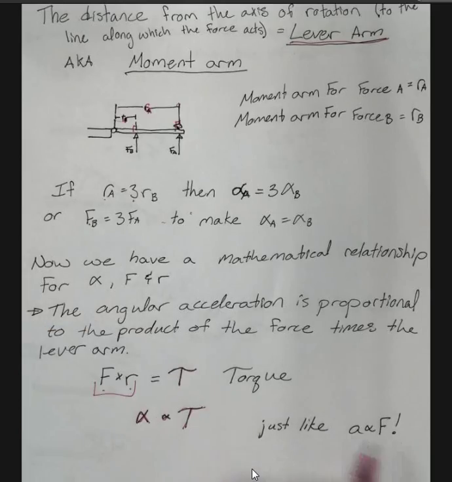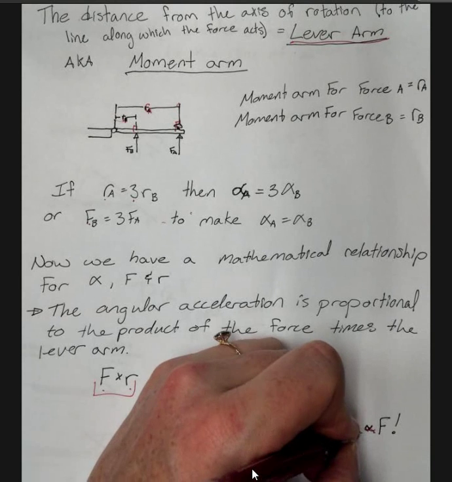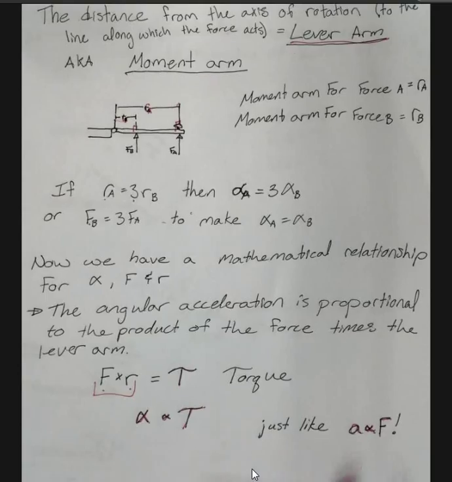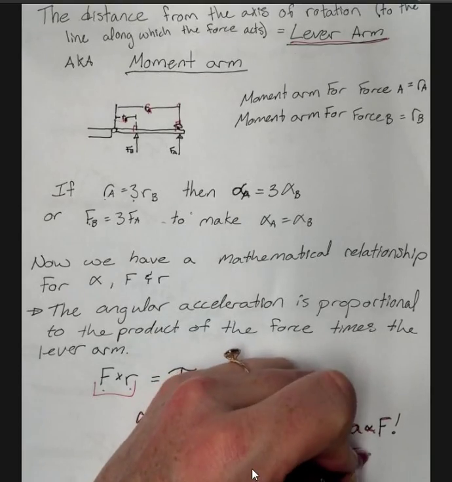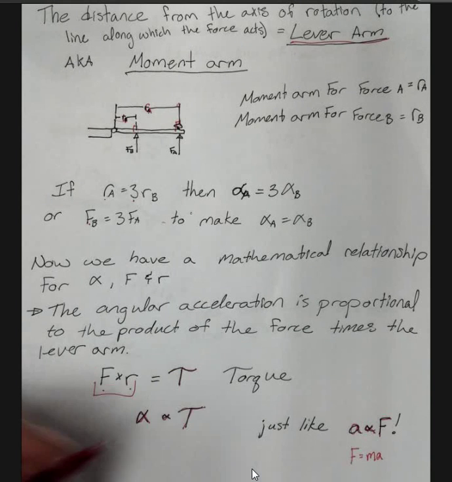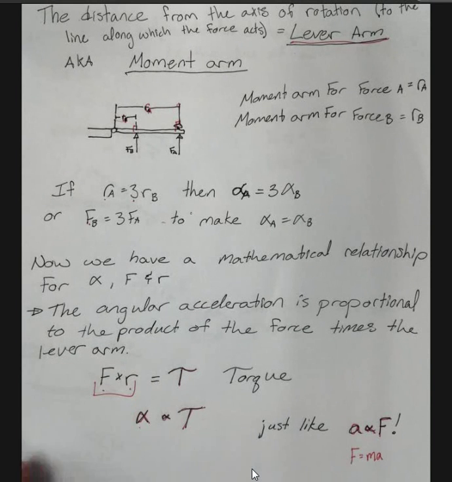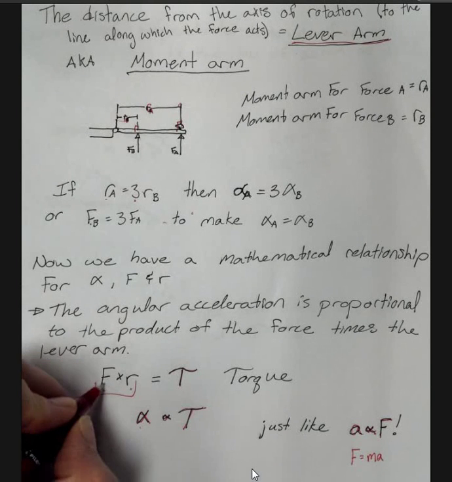Just like in translational motion, there was a proportional relationship between acceleration and force. And the connection value there is that force is directly related to mass times acceleration. Here, we don't know what the connecting point between rotational acceleration and torque is, but we know that it's a direct relationship if torque is given by force times radius.